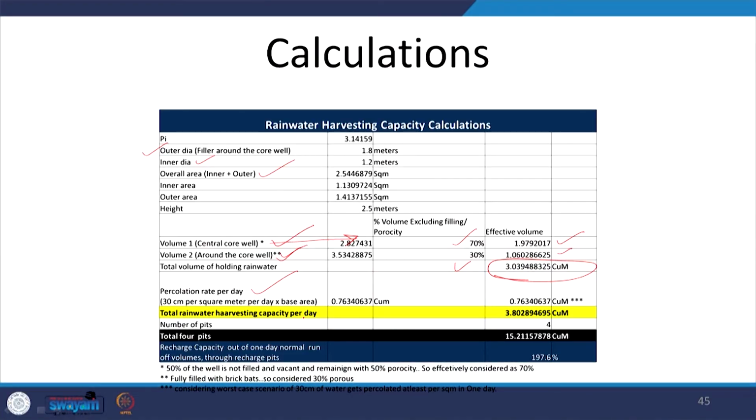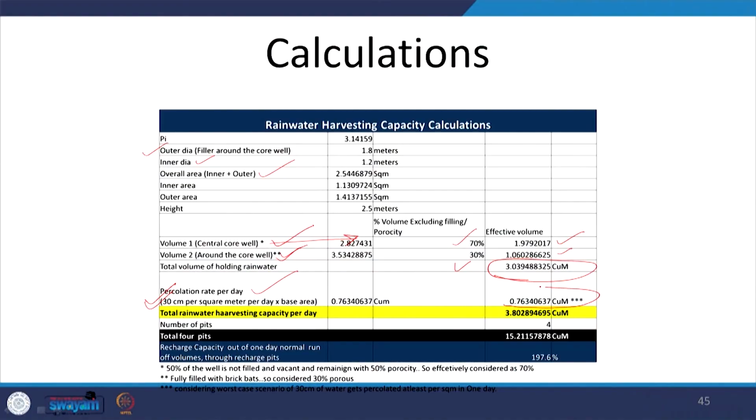So, based upon the rate of percolation, which depends on the soil and the substrata available, we will calculate how much water can be percolated through the base itself. On this basis, we know that each pit can hold and take in 3.8 cubic meter of rainwater.